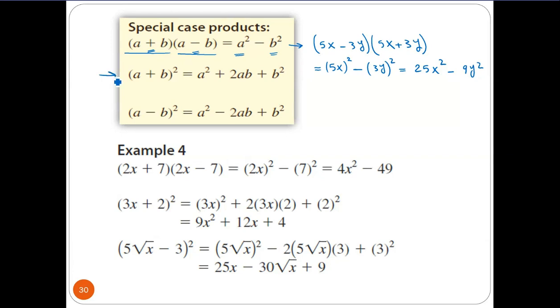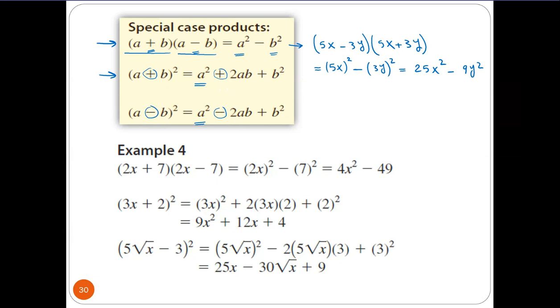The second one, in special cases, we have the perfect square, a plus b all square. How can we simplify the perfect square? Simplify the perfect square means remove the brackets. So this is the first square plus, if we have a plus, or negative if we have negative. Look at this. This is the only difference between addition and subtraction.